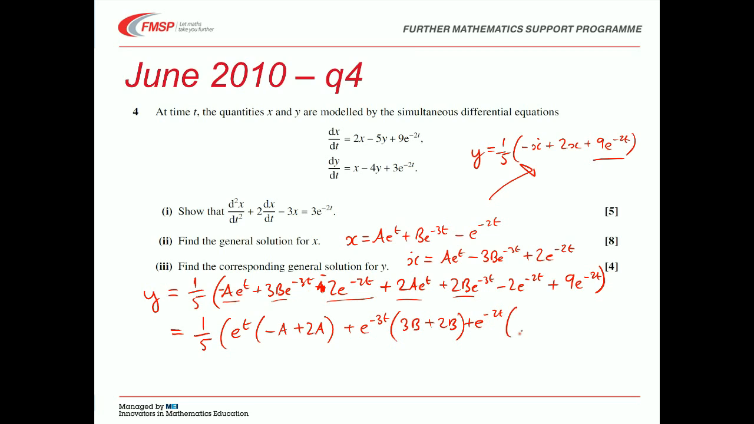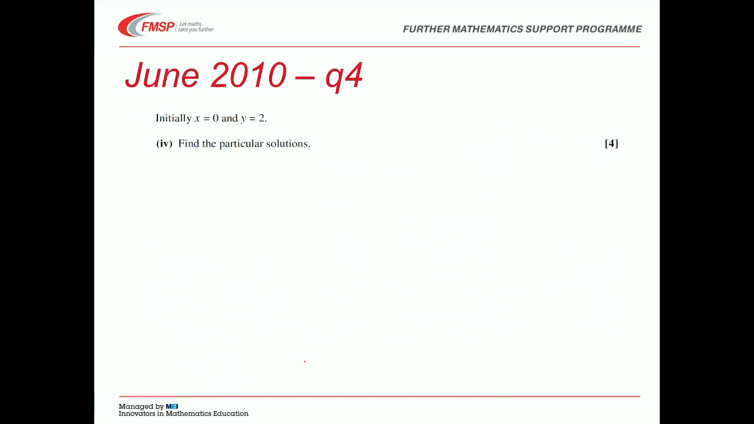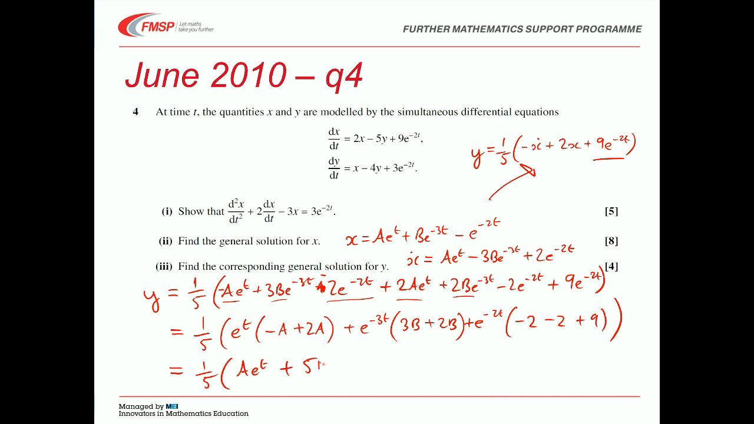If in doubt, write a plus and then just deal with the signs. It possibly looks like I could have been more efficient, because there's a minus 2, and another minus 2, and the plus 9. But you can see I've done it by factorising out the individual bits, and now I'm ready to finish this off. This is a fifth of minus a plus 2a, so that's just a e to the t. I've got 5 b's, and that's good because it will cancel out neatly when I put the fifth back in. And finally I've got 9 minus 4, so that's a 5 e to the minus 2t.